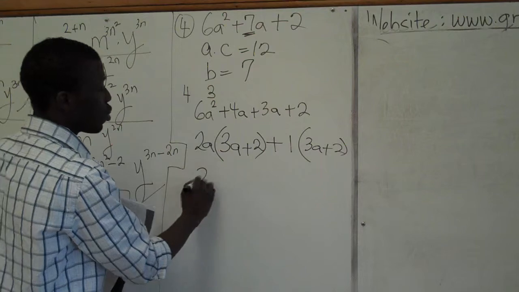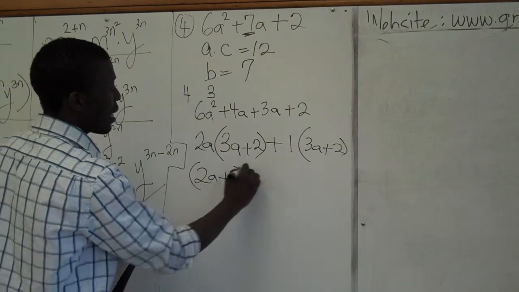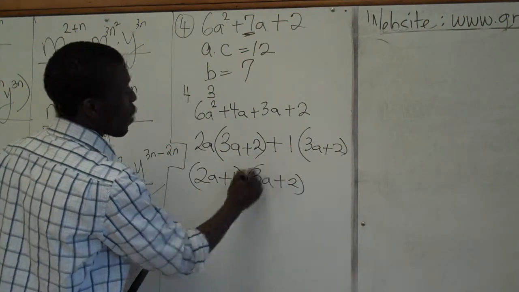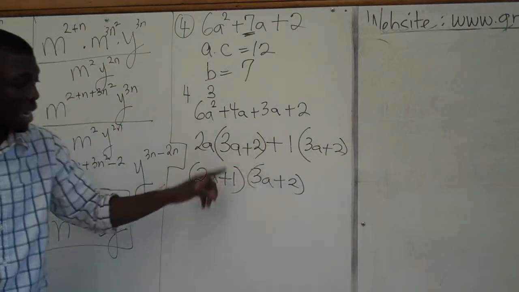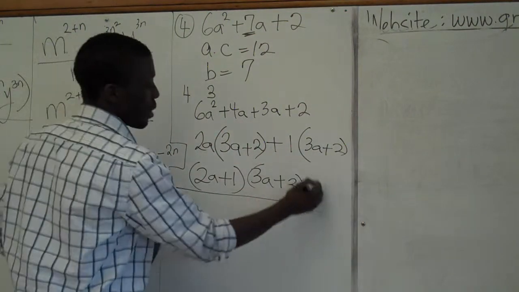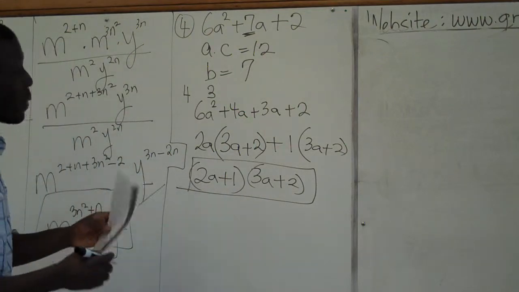All we have left is 2a plus 1 and then 3a plus 2. We're essentially pulling out the 3a plus 2 because it's common in both sides. That's why we get this answer, which is pretty basic. Number 5.